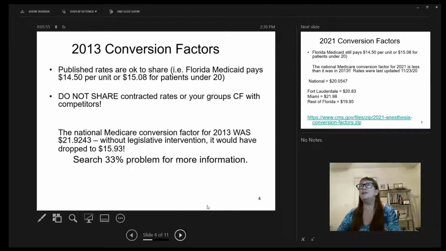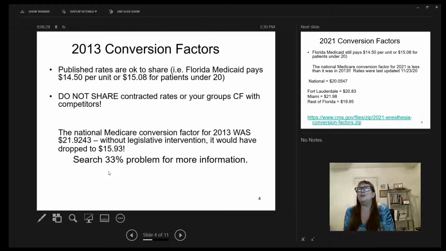If you have the time and the inclination, there is such a thing in the anesthesia world as the 33 and a third percent problem, and I think it's even dropped down now to about 25% or somewhere close to that. But anesthesia is underpaid by Medicare when you compare it to all the other specialties. There's loads of information out there. I'm not going to go into that, but just to bring it to your attention, if you're interested, there's plenty of places to look that up.